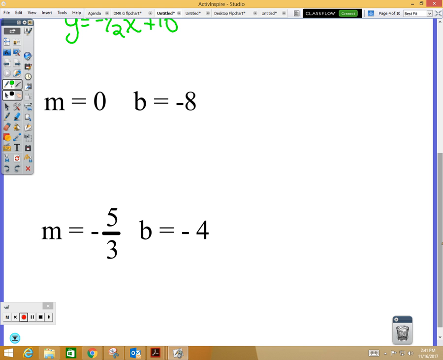In this one, the slope is 0, and the y-intercept is negative 8. So, y equals 0x minus 8. And as some people were already thinking in their head, well, wait a second, if you're doing 0 times x, what happens to x? It goes away, it's gone. So it's just y equals negative 8.